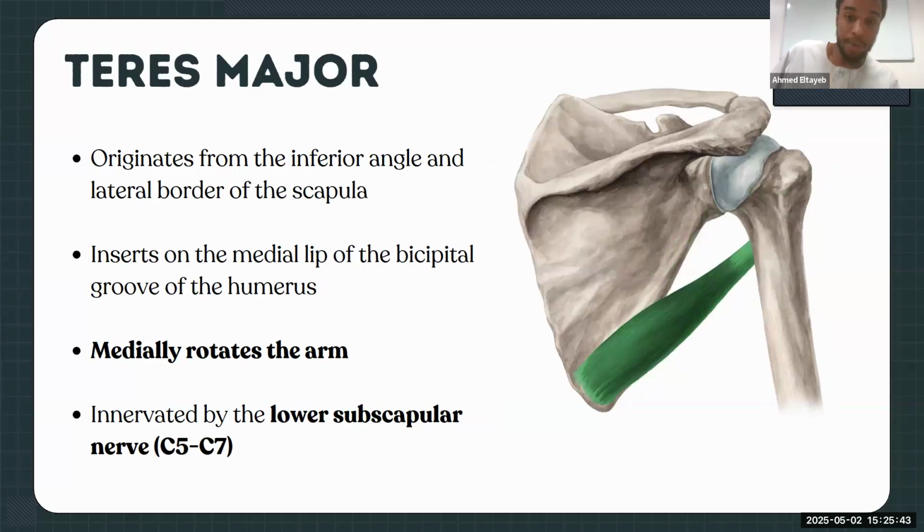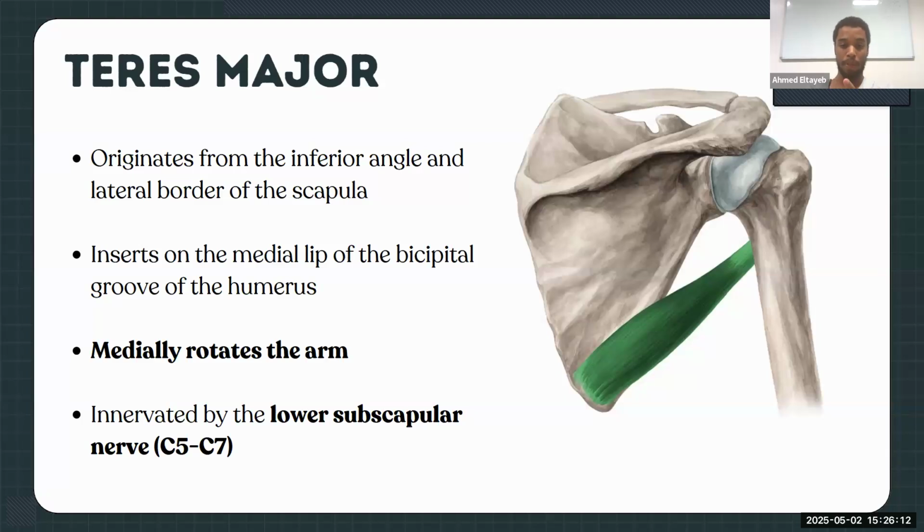And finally, we have the teres major, which, no, actually not finally, but the teres major comes from the lateral border of the scapula, and it inserts itself not on the lateral, but the medial border of the humerus on the bicipital groove, the groove between the two tubercles of the humerus. And the role of the teres major is to medially rotate the arm. And the teres major is innervated by the lower subscapular nerve, which is C5, C7.